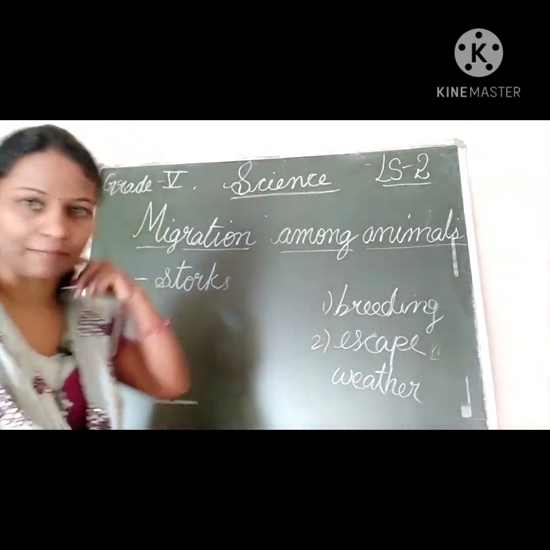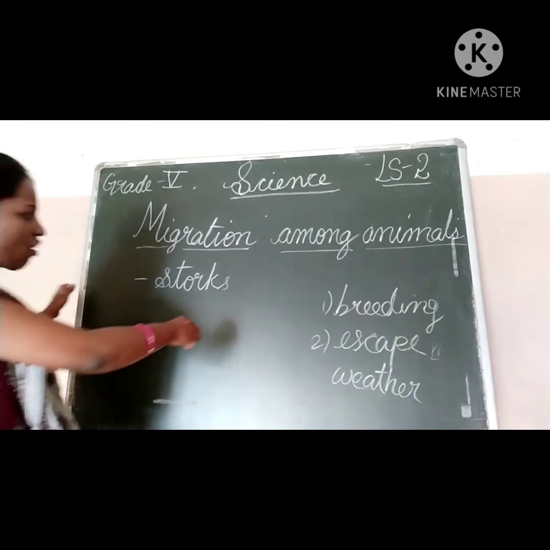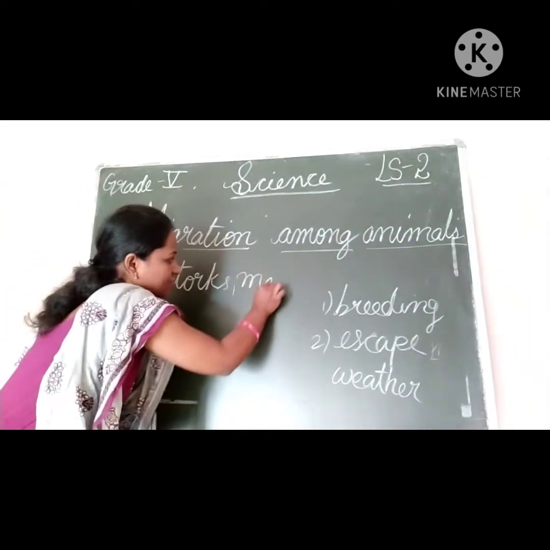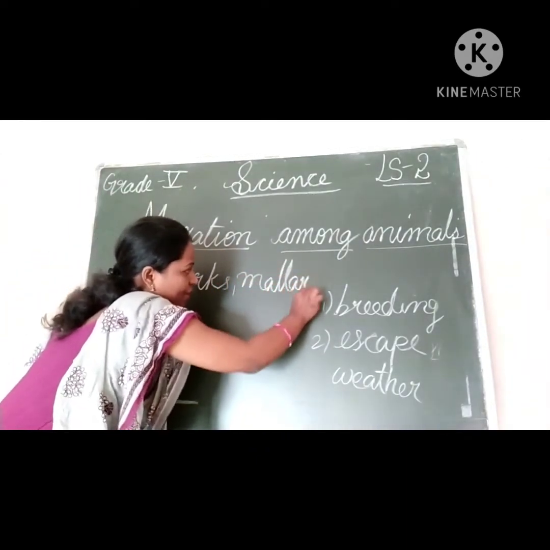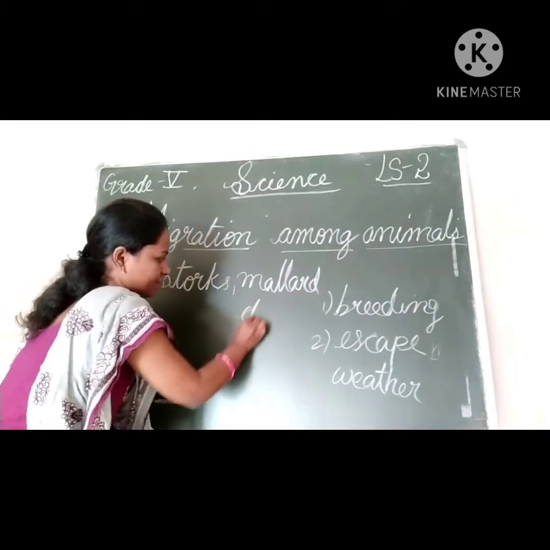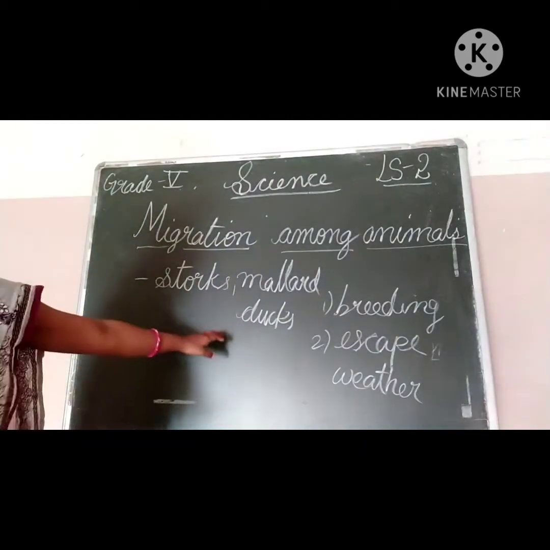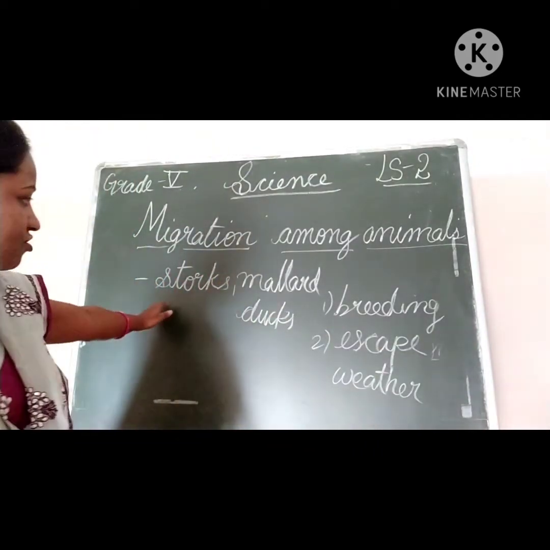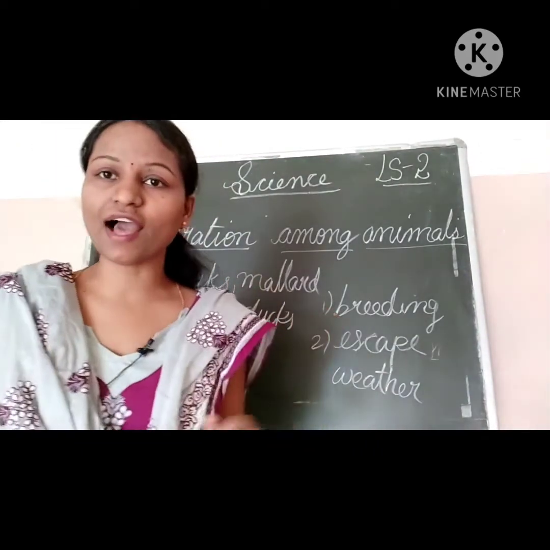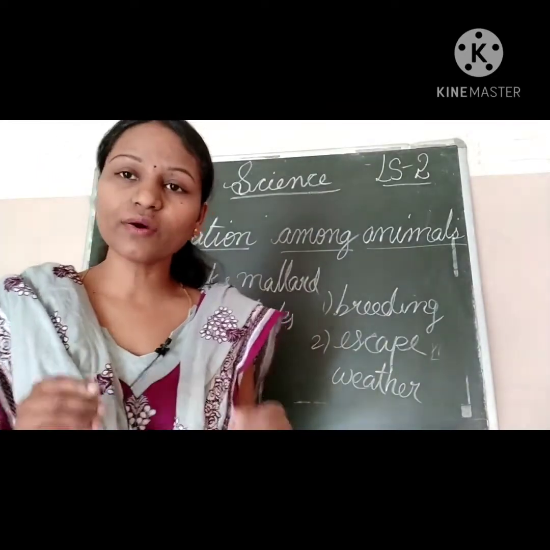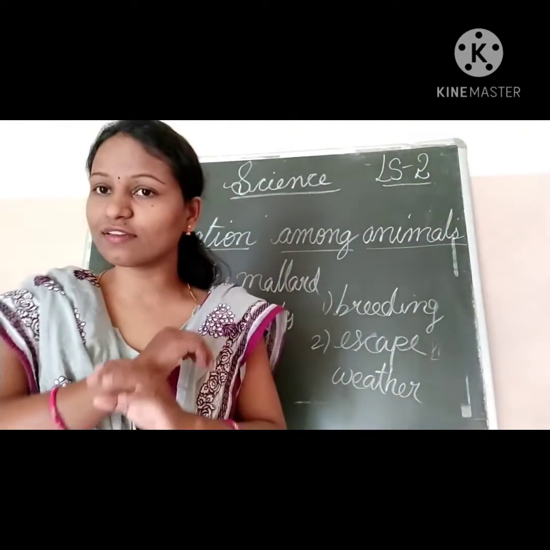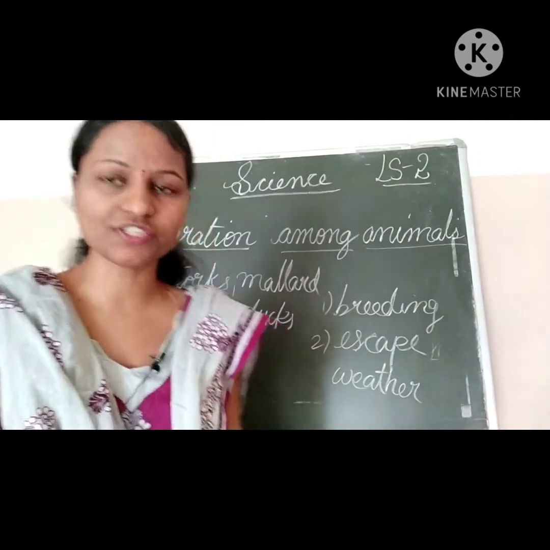Let us see. Okay, the first one is storks or mallard ducks. Okay, what are they? The mallard ducks. So the storks and mallard ducks come to India in the winter season and they are very high in number. Okay children.